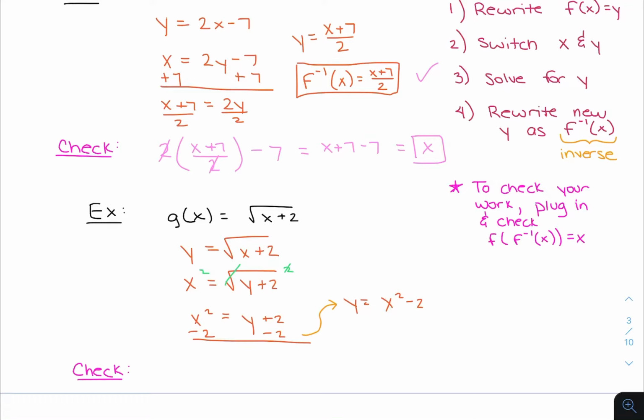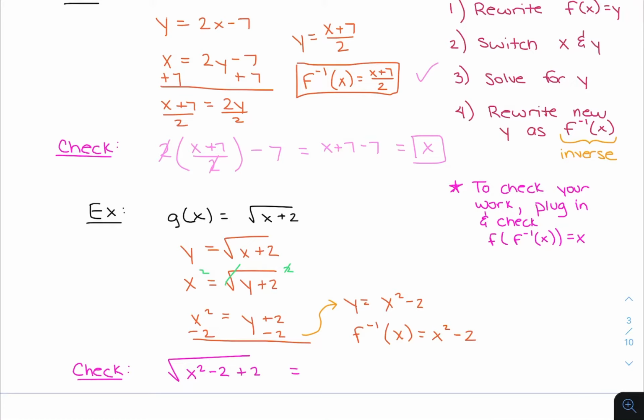Our final step is just to rewrite y back into the f inverse notation, and this would just be our final answer. To check, remember that all we have to do is take our function and plug it into the original function. So the original function was the square root of x. Instead of writing x, we're going to write x squared minus 2. And inside, we have a plus 2 right next to it.